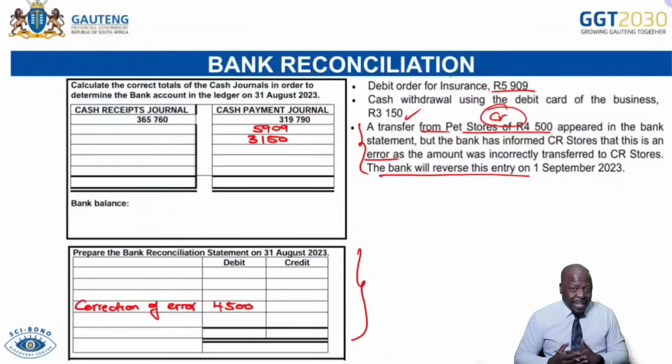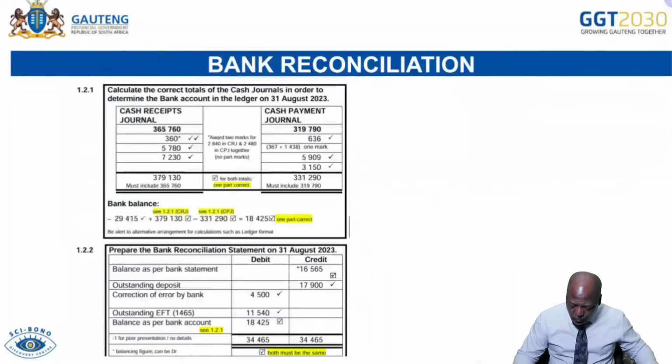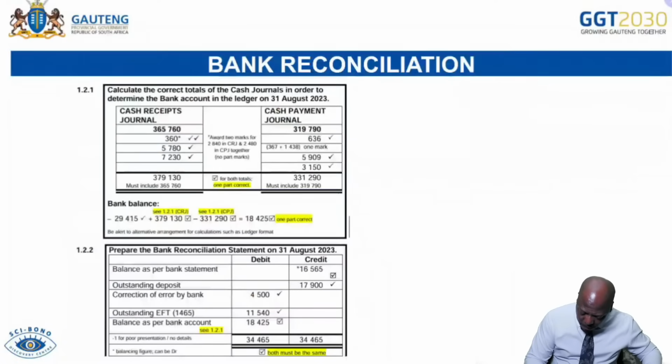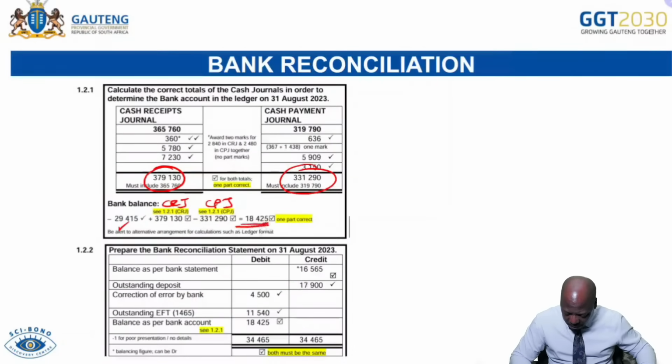You have to know how to correct errors before you go and sit for tomorrow's paper. So in conclusion, this is what we end up with. Then you have your totals here. This is your CRJ total, and this is your CPJ total over there. And that was your opening balance, which is your unfavorable balance. And then you end up there with your 18,425.